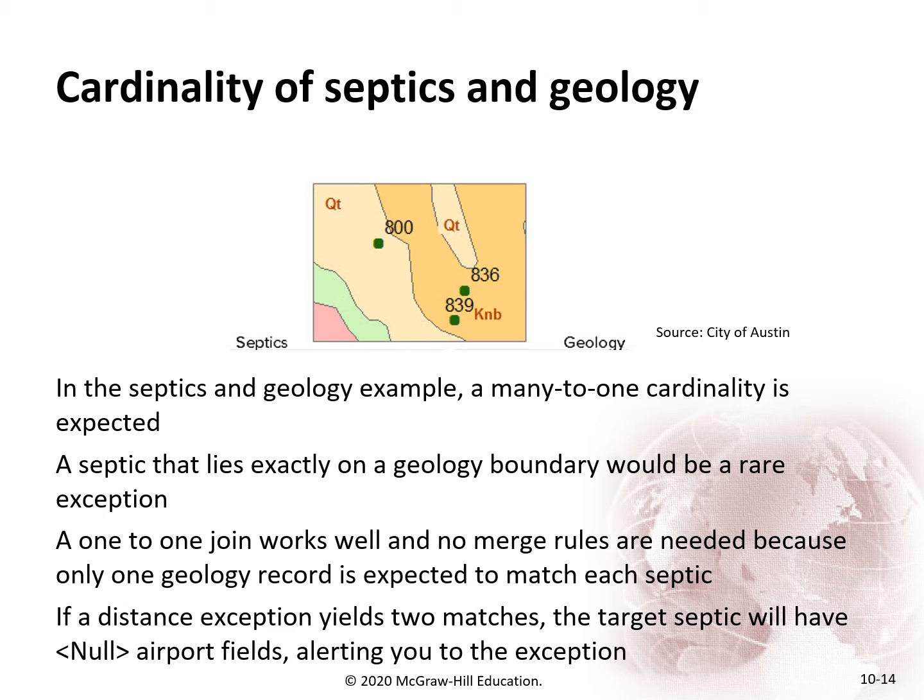Septics and geology, many to one is expected. A septic that lies on a geologic boundary would be a rare exception. One-to-one joins would work okay. There's no merge rules needed most of the time, but you could get that null thing if something is sort of crossing boundaries there.